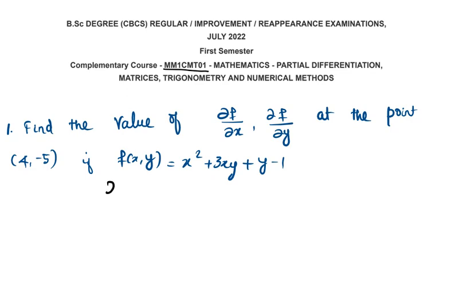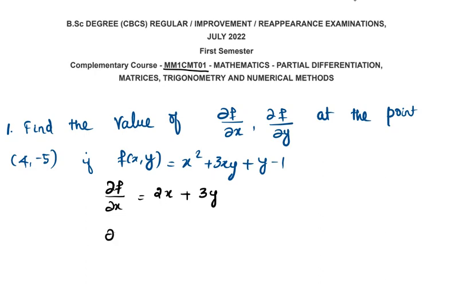So first let us find dou f by dou x. That means partial differentiation with respect to x. So what will happen here? This will become 2x plus, and 3xy we are differentiating with respect to x, so it will become 3y, and y we don't have x here, so this will become 0, and here also we don't have any x here, so this will also become 0.